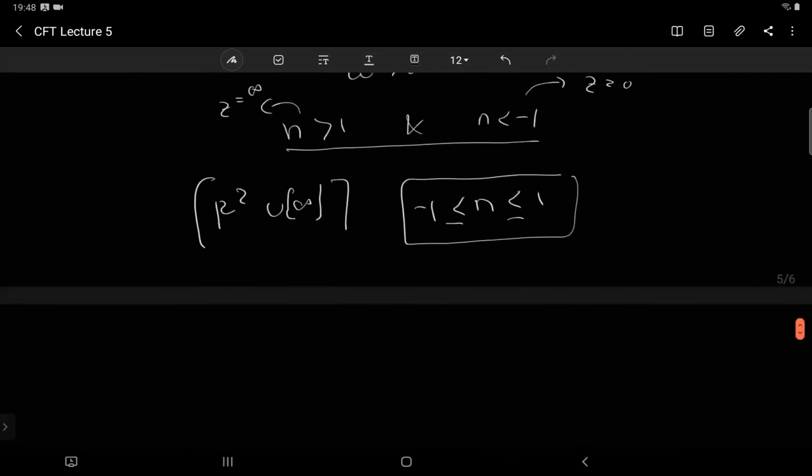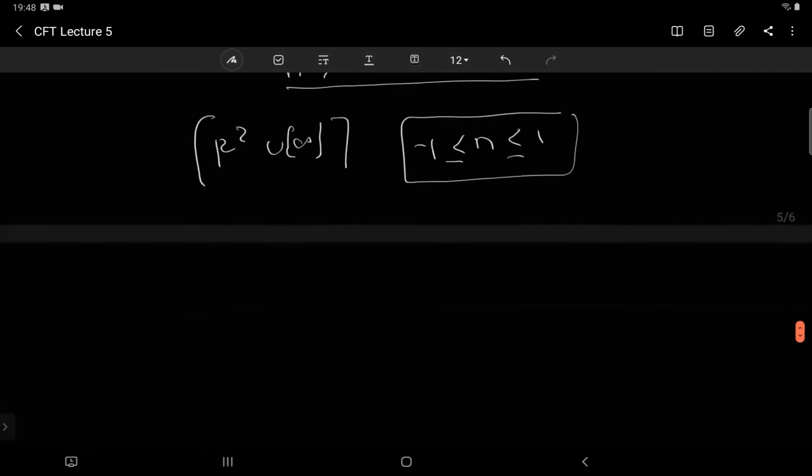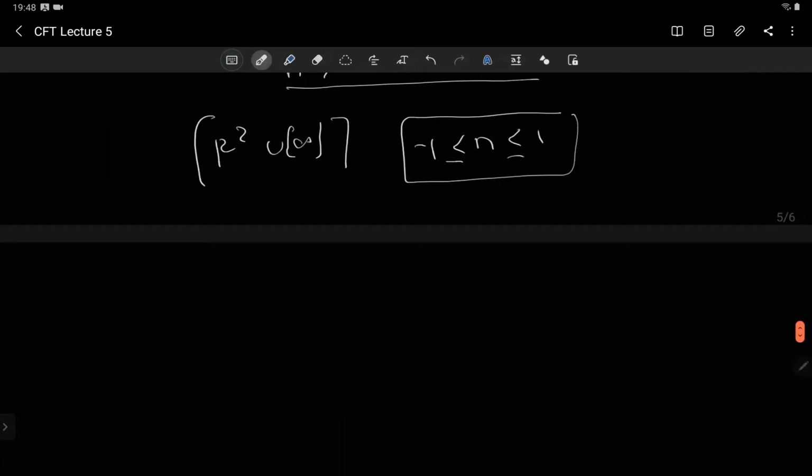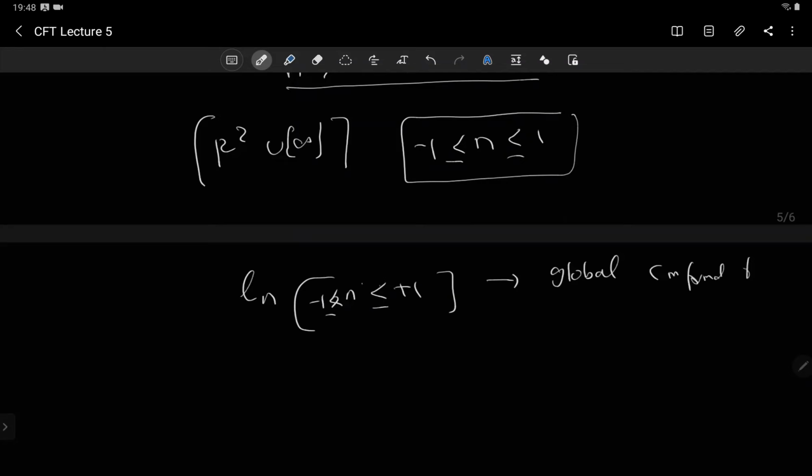So in that sense, we have a name for this. We call this n between, in this set, n less than +1 and greater than -1, this set we call global conformal transformations. Global conformal transformation means it's globally defined, everywhere well defined. You can do these transformations everywhere.